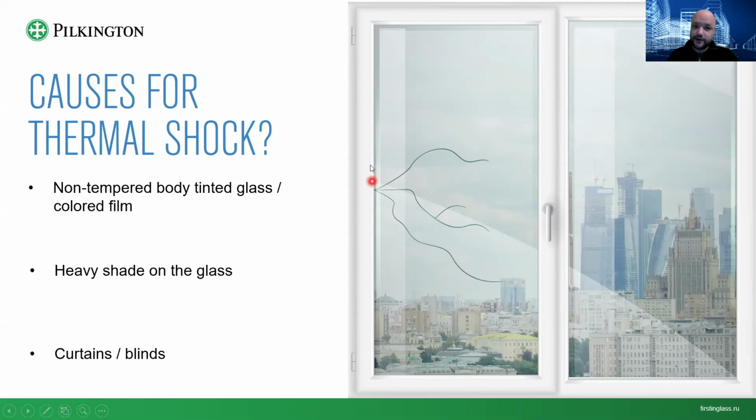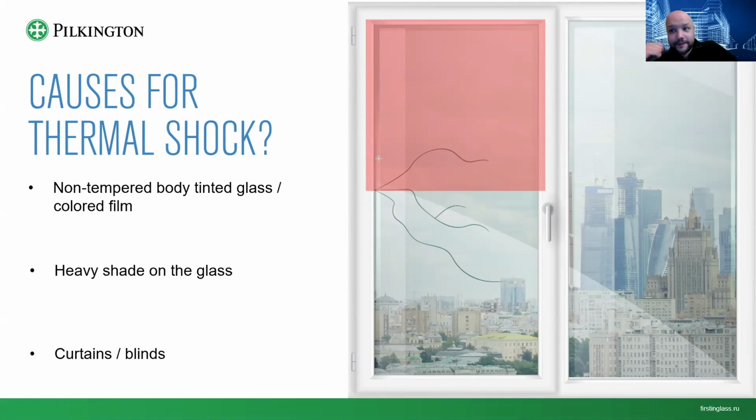The worst case scenario is when you have your blinds going like this, halfway down. That means that you are again creating uneven conditions for the top and the bottom part. And especially it is bad when you have bright blinds, like white ones. That is because white blinds are very reflective, so they reflect a lot of light and heat back. And that causes the glass to heat even more.